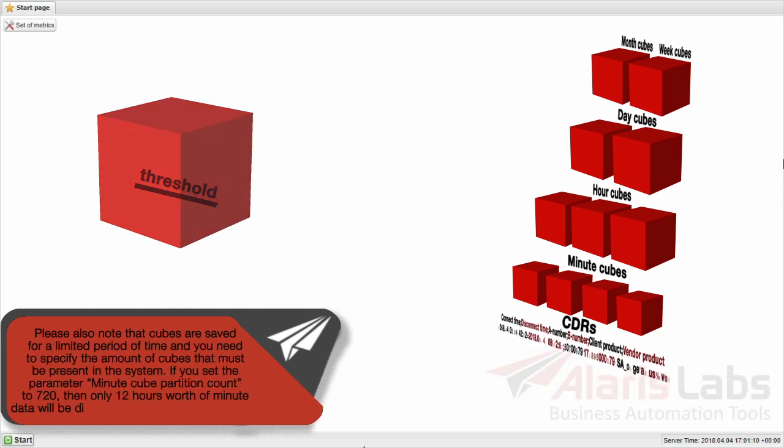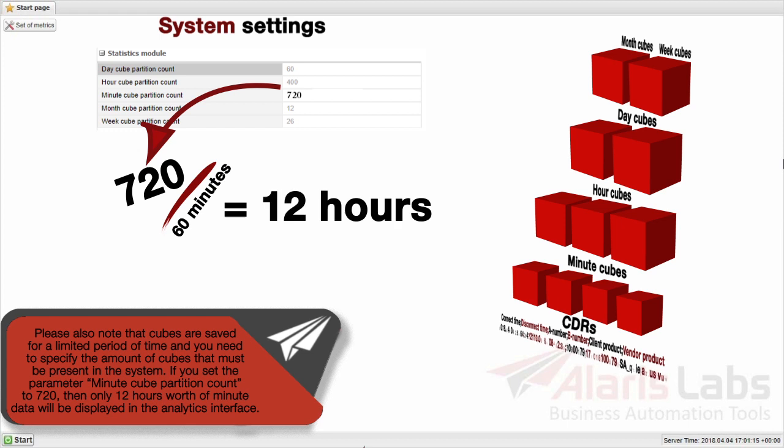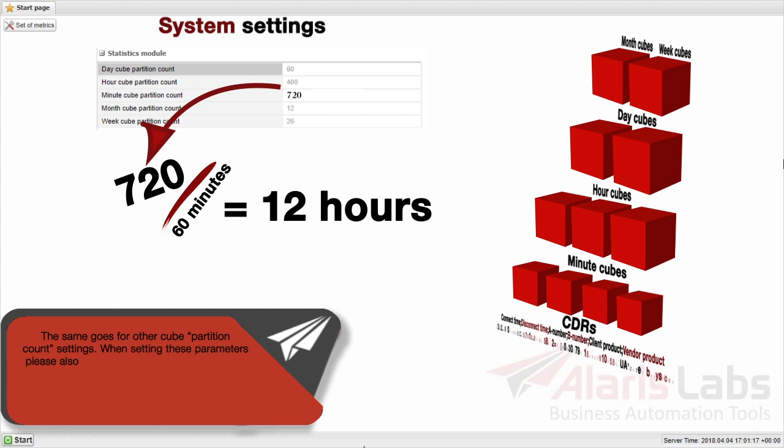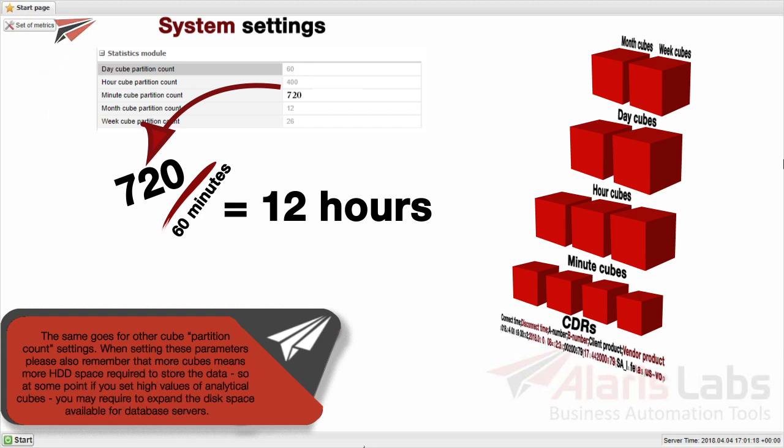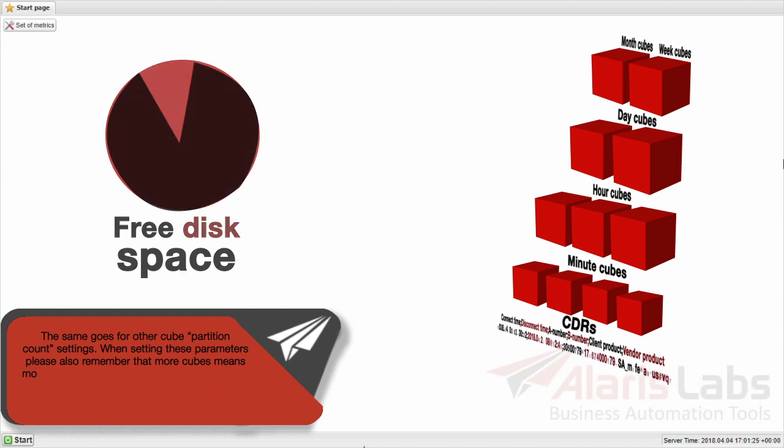Please also note that cubes are stored for a limited period of time and you need to specify the amount of cubes that must be present in the system. If you set the parameter minute cube partition count to 720, then only 12 hours worth of minute data will be displayed in the Analytics interface. The same goes for other cube partition count settings. When setting these parameters, please also remember that more cubes means more HDD space is required to store the data. So at some point, if you set high values for analytical cubes, you may need to expand the disk space available for the database server.